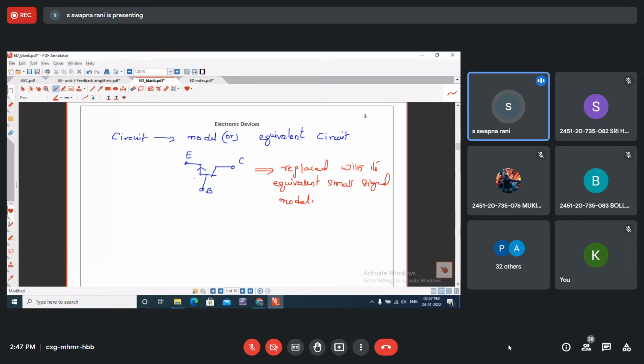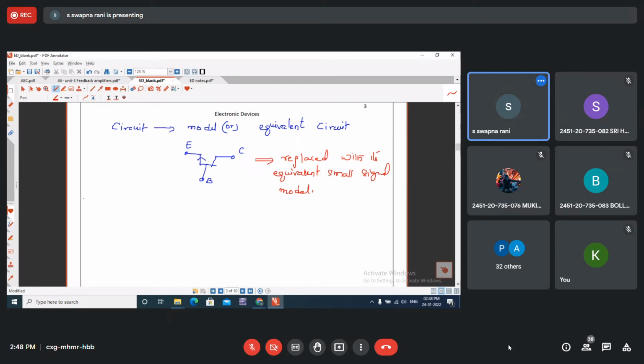So from here onwards, whenever we come across a transistor circuit, the transistor will be replaced with its equivalent model. Next, we will derive what that model is. For that, we need to recollect some of the transistor fundamentals.